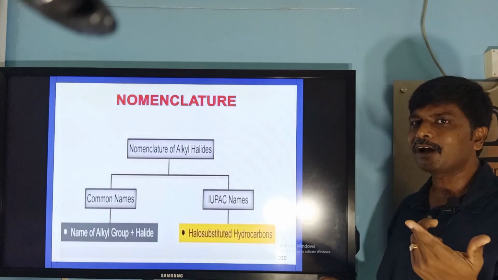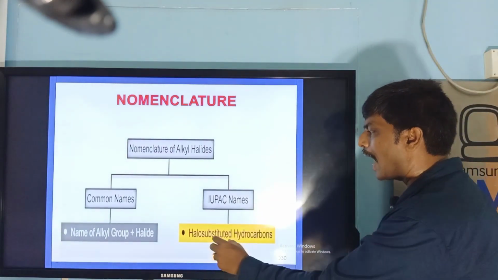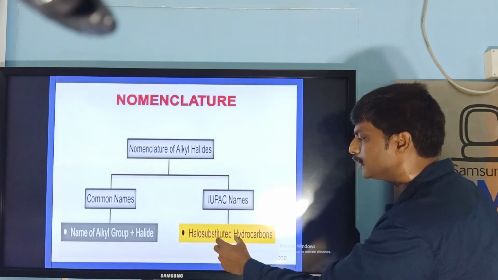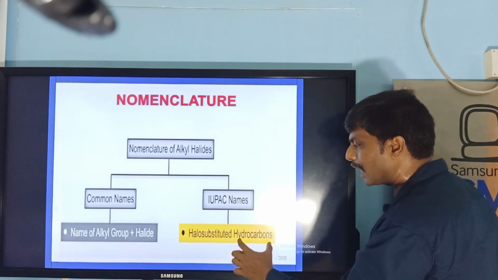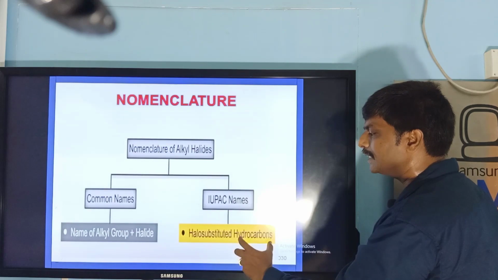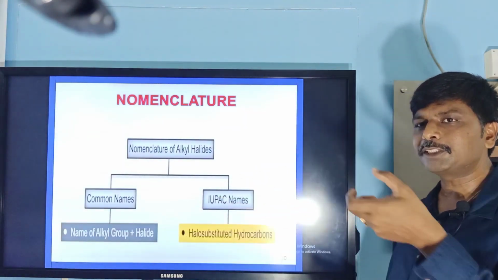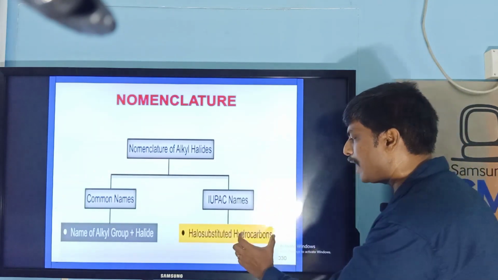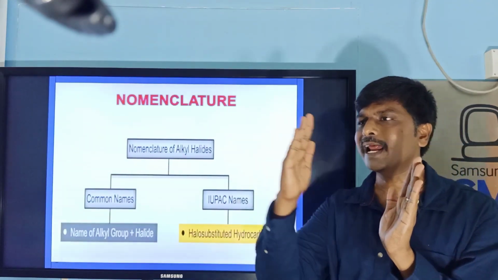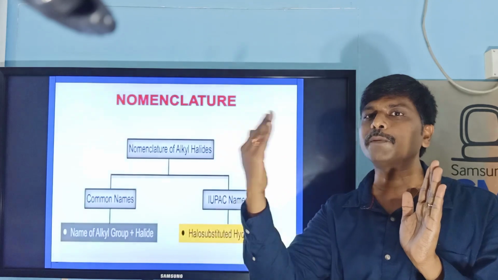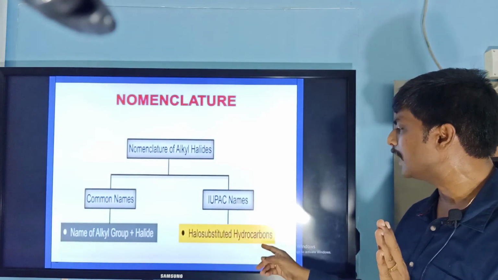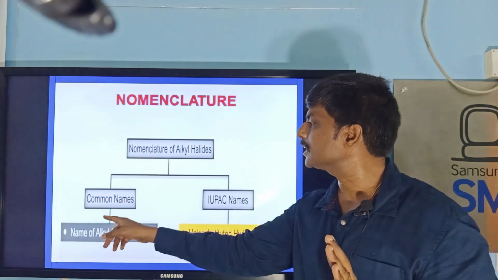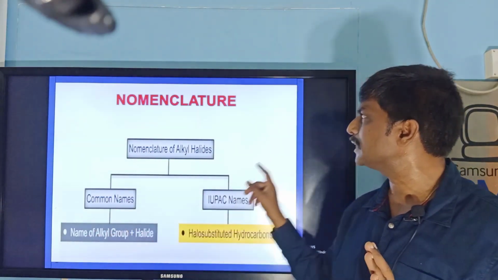But in the case of the IUPAC name, it is a halo substituted hydrocarbon. Here the hydrocarbon name is there, and before the hydrocarbon name a substituent name comes, like chloromethane. Methane is the hydrocarbon name, and before methane, chloro came as the substituent. That is IUPAC nomenclature. What is the common system? Name of the alkyl group plus halide.